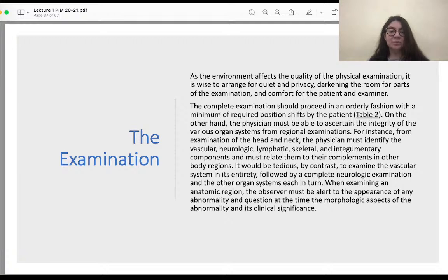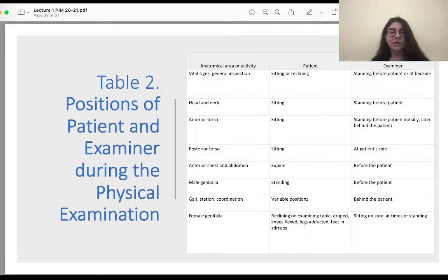It would be tedious, by contrast, to examine the vascular system in its entirety, followed by a complete neurologic examination and each other organ system in turn. When examining an anatomic region, the observer must be alert to the appearance of any abnormalities and question the type of morphologic aspect of the abnormality and its clinical significance. And here you see a table with the body position. You can see on the screen the recommended position of patient and examiner during physical examination.